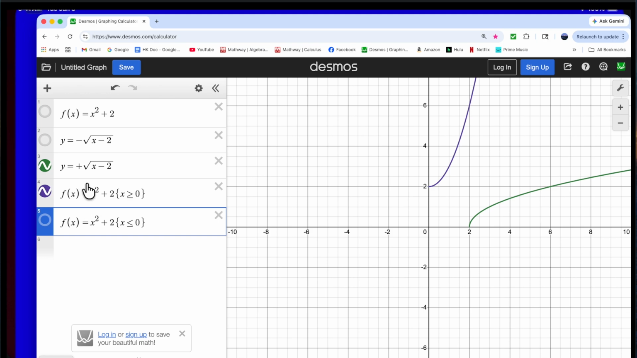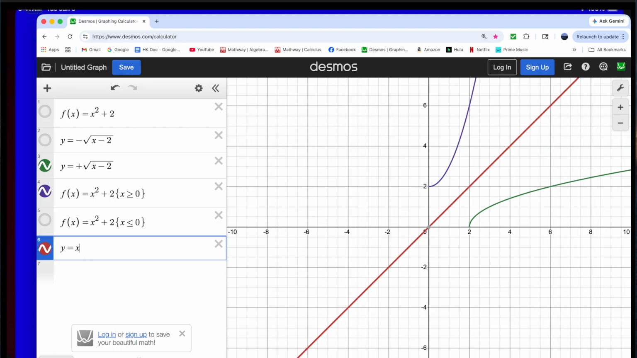So here we go. I have selected only the positive version of the square root of x minus 2, and you can see these inverses match. I forgot to graph the line y equals x. Let's go ahead and do that now. As we know, inverses will be reflected over this very famous line, y equals x. And you can see that when we restrict the domain of the original function to x is greater than or equal to 0, it's the positive version of the square root function that is indeed going to be the inverse.